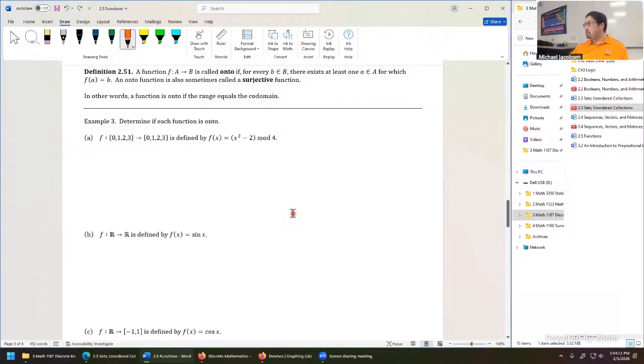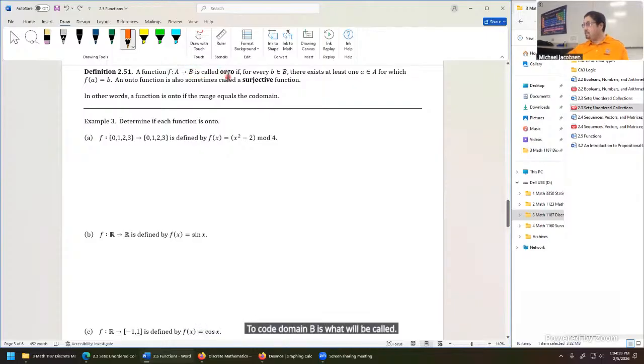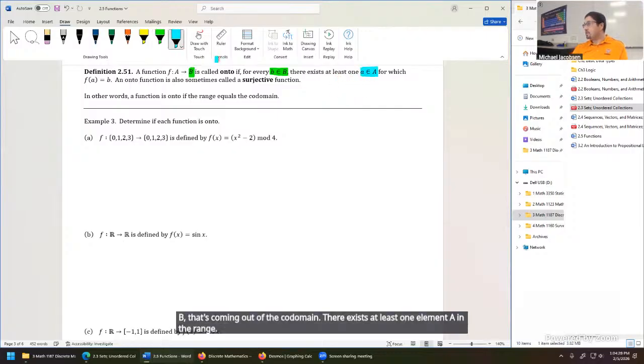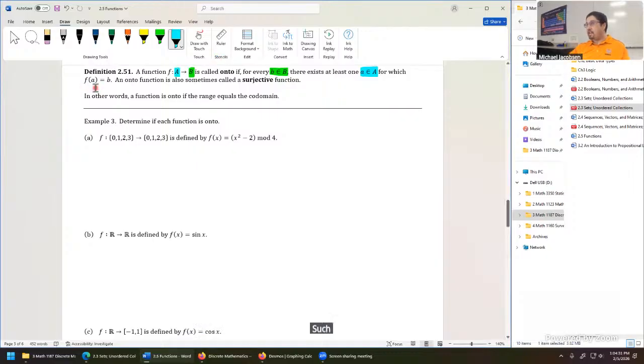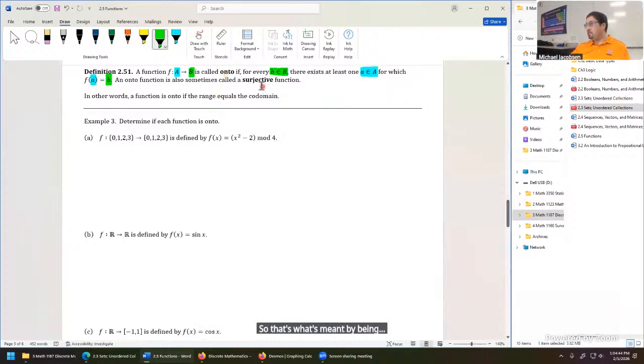Well, to start off, let's look through the definition. We'll say a function that maps from a domain A to a codomain B will be called onto if for every element b coming out of the codomain, there exists at least one element a in the domain such that f maps that domain element to b. So we can always solve this equation for some particular choice of a. So that's what's meant by being onto. And if you like the fancier word surjective, this comes from the French language.